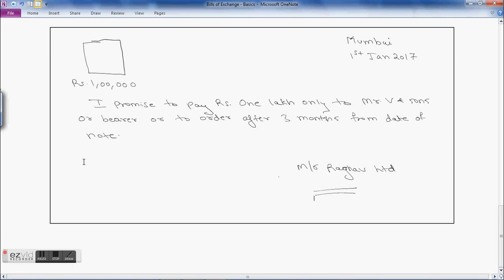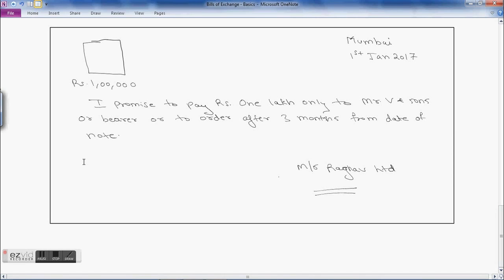Now for the promissory note also, there are certain points which need to be noted. First, it must be in writing. Then it must contain a clear promise to pay. There has to be a clear promise, that I promise to pay; that has to be the wording. Mere acknowledgement of the debt is not a promissory note. Then the promise to pay must be unconditional. So it has to be, I promise to pay rupees 1 lakh on so and so date. The bill cannot be like, I promise to pay rupees 1 lakh as soon as possible. No, it has to be on a specific date.